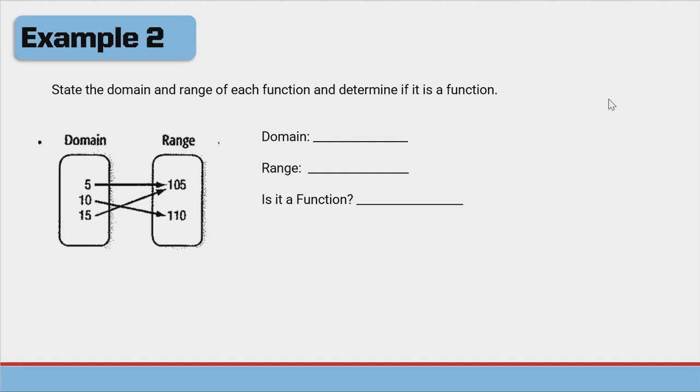Looking at example 2, my domain, my x values are going to be 5, 10, and 15. My range is 105 and 110. So to check for functionality, 5 went in, 105 came out. 10 went in, 110 came out. 15 went in, 105 came out.